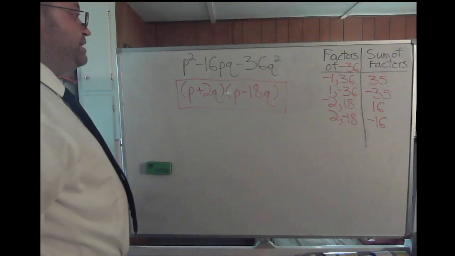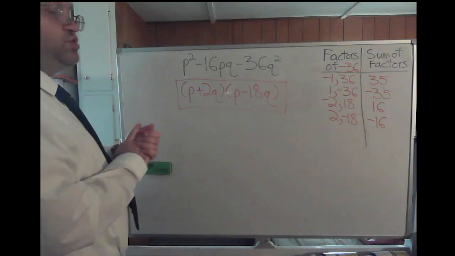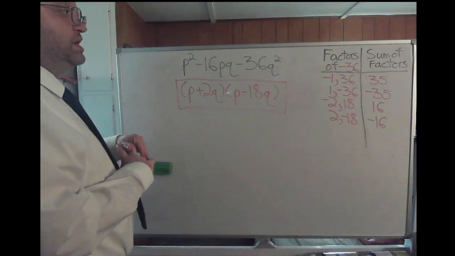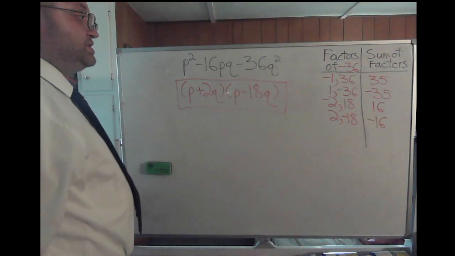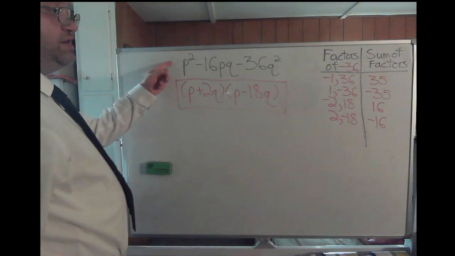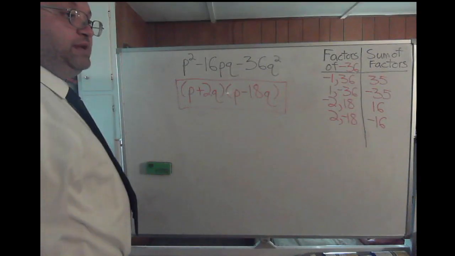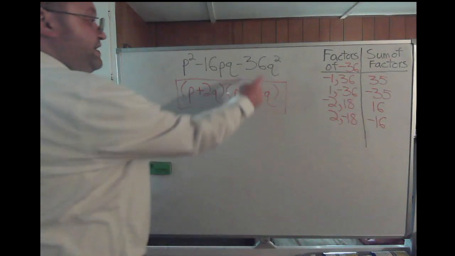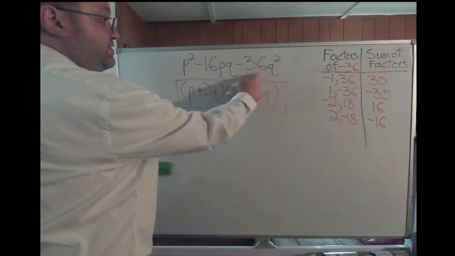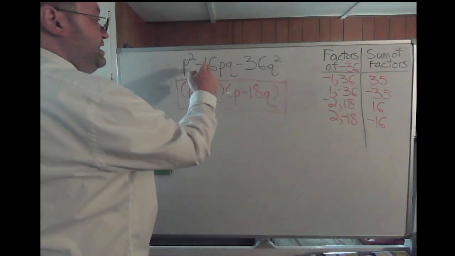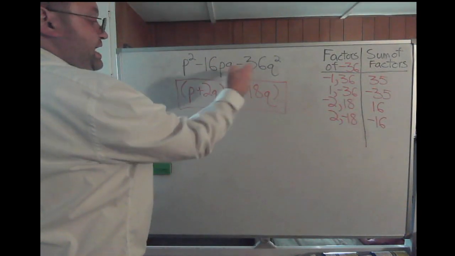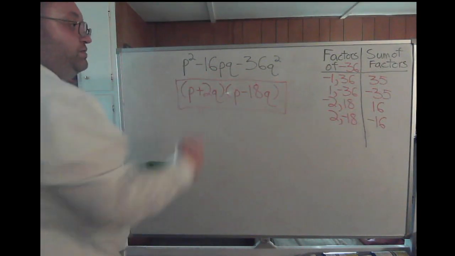So basically it's just a matter of doing what we've been doing. That's really all there is to it. And when your coefficient on the first term is 1, that's going to make your life easy. You just got to figure out factors of the third term, the factors of that coefficient on the third term that, when added together, give you your middle coefficient.